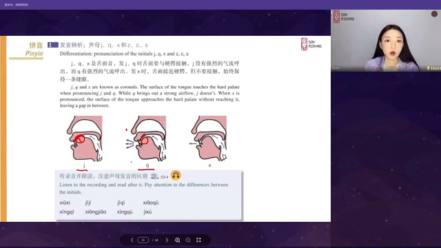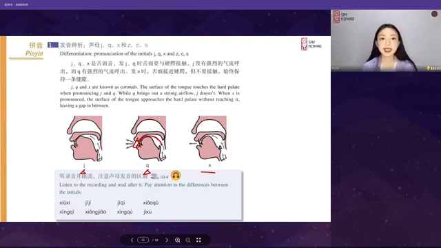To make a gap to what? To make the air go through the gap like this. The air should go through it. So for ji and qi, the position of our tongue and the shape of the mouth is the same. But what's the difference? We just said it's the air, right? Try to put your hand or tissue in front of your mouth, and ji is soft air and qi is stronger air. Okay? This is the difference between these two.